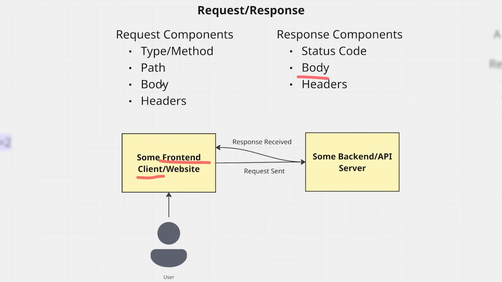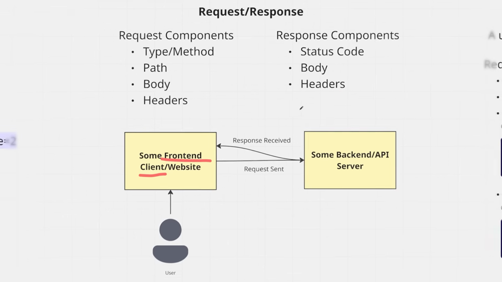Then we have a body. Same as we have the body in the request, we can send some additional data back to the front end that the front end may need. And then we have headers. Same thing, headers will be related to typically security, authentication, the type of data, some weird things like that.